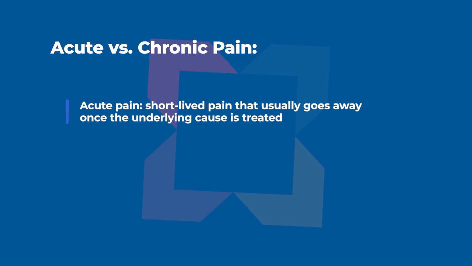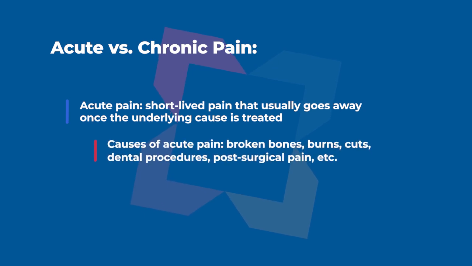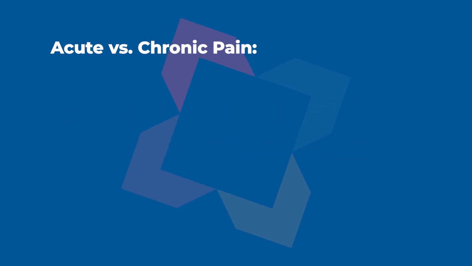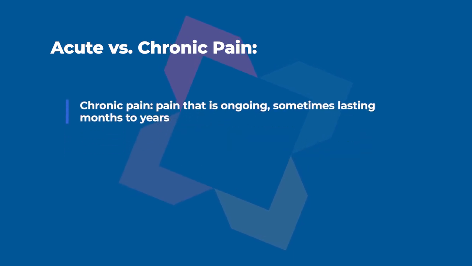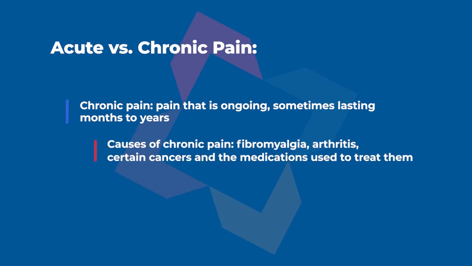Here's a quick overview. Acute pain is a short-lived pain that usually goes away once the underlying cause has been treated. Examples of conditions that can cause acute pain include a broken bone, a burn or a cut, dental work, or pain after a surgery. Chronic pain is pain that is ongoing and can sometimes last for months or years. Examples of conditions that can cause chronic pain include arthritis, fibromyalgia, certain types of cancers, and the medications used to treat them.